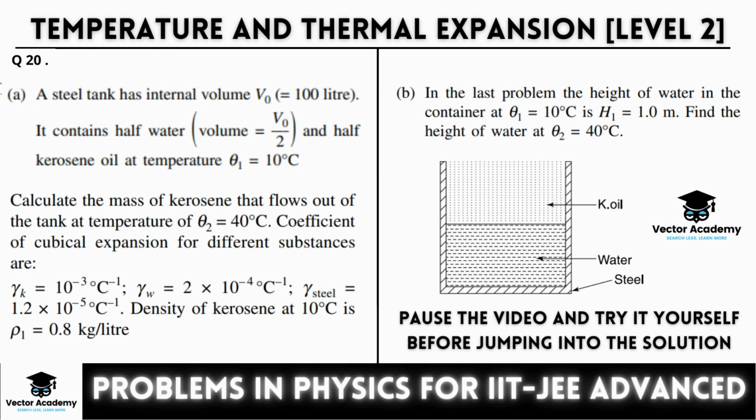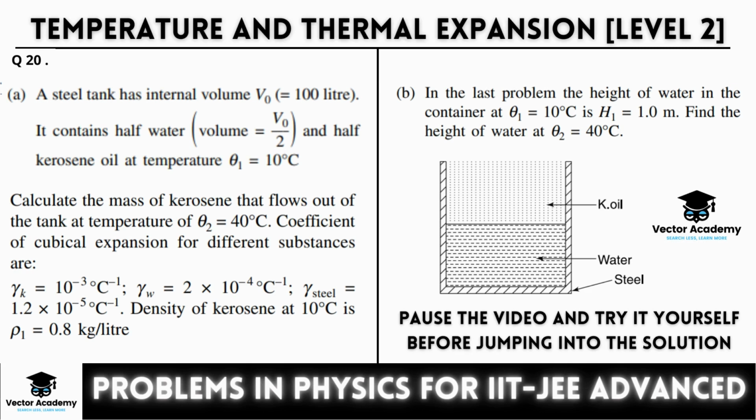Question 20. A steel tank has internal volume V0 equals 100 liter. It contains half water with volume equals V0 by 2, and kerosene oil with volume equals V0 by 2, at temperature theta 1 equals 10 degrees Celsius. Calculate the mass of kerosene that flows out of the tank at temperature of theta 2 equals 40 degrees Celsius.